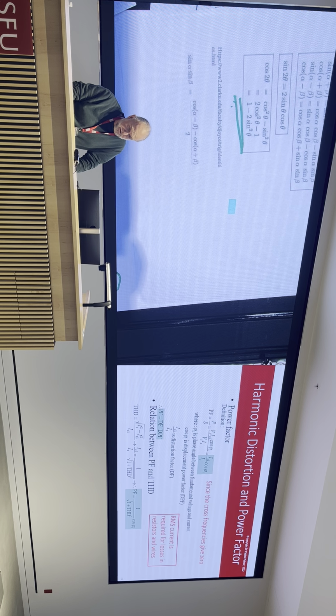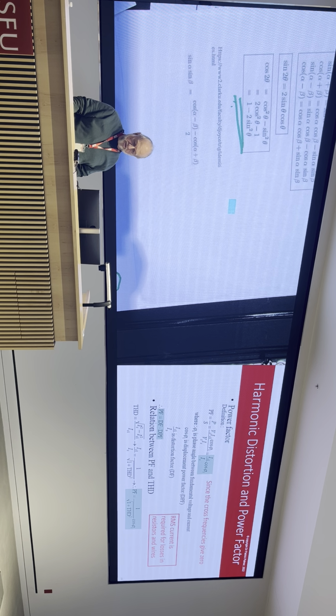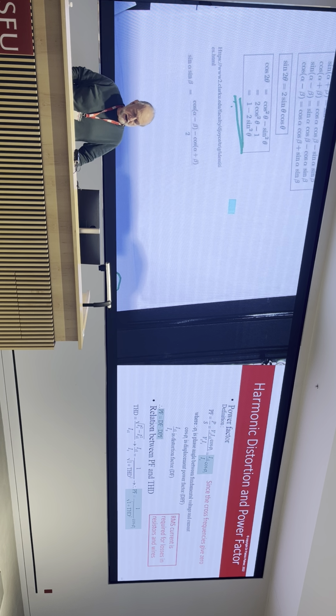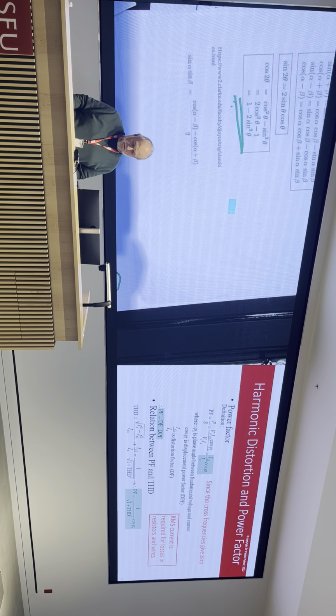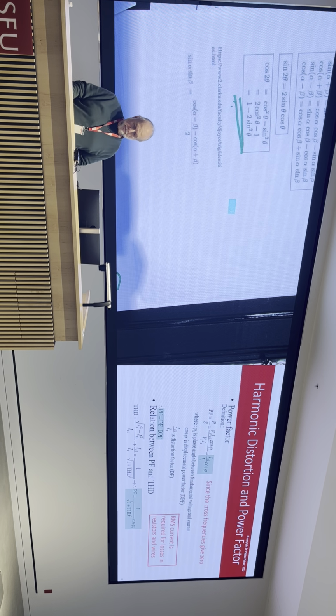Cross frequencies give 0, so that's fine. That's all good. We do have a displacement angle because it's pushed to one side, so there's a displacement angle. There's also the fundamental. We've got to find the fundamental. Okay. Why are we interested in that? Because of the losses in the wires and so on.